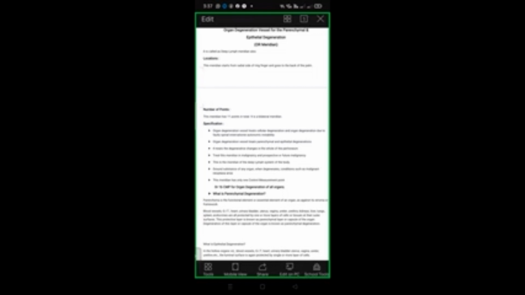So we will see the location of this meridian. It starts from the right side of the ring finger and goes back to the palm. Right side of the ring finger, radial side. This is the ring finger, its radial side means on this side towards the thumb. I can show you through this also. This is the ring finger, its radial side, this side.